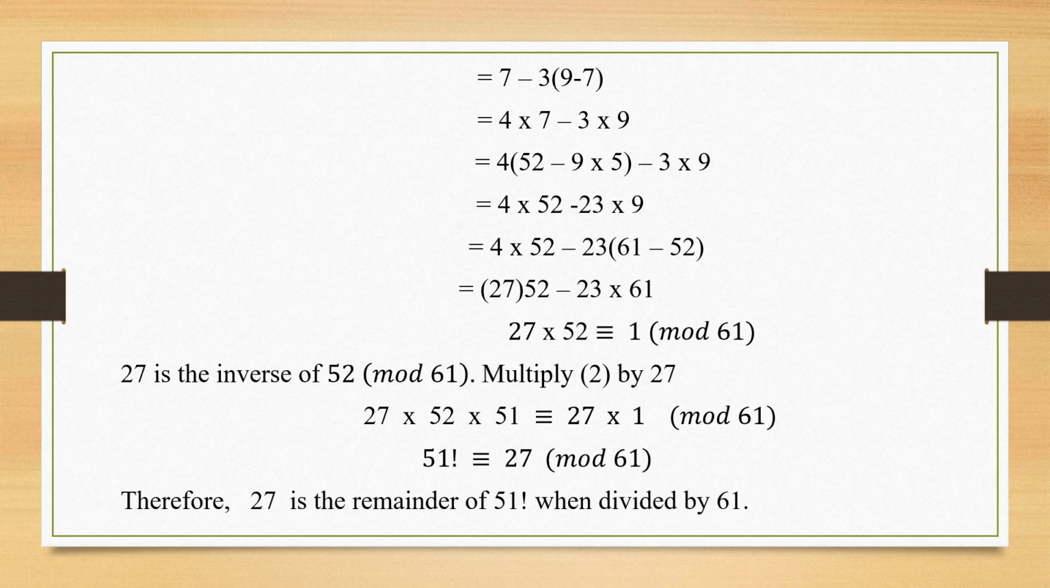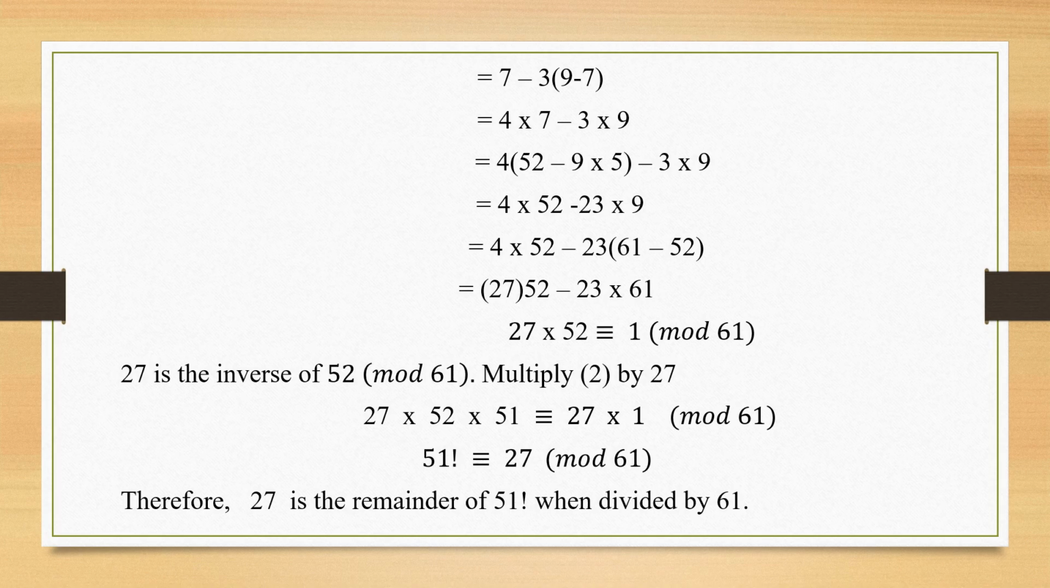And how did I get 7? Replace it. 52 minus 9 into 5. Simplify it. And again simplify it. Finally, I'm landing up with 27 cross 52 congruent 1 mod 61. So 27 is the inverse of 52 mod 61.